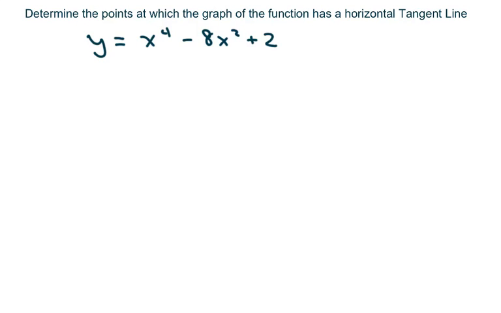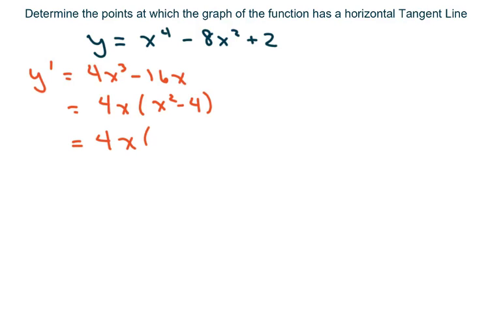Hi everyone, we're going to determine the points at which the graph of the function has a horizontal tangent line. The first thing we're going to do is take the derivative of y, and that's going to be 4x cubed minus 16x. Then we factor out a 4x, and you get x squared minus 4. I can factor this further: 4x times (x minus 2) times (x plus 2).